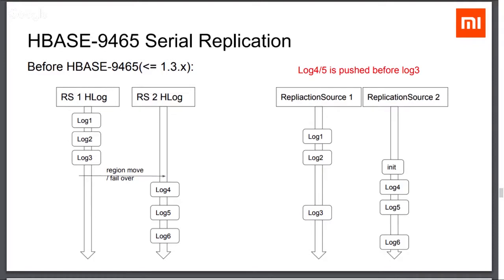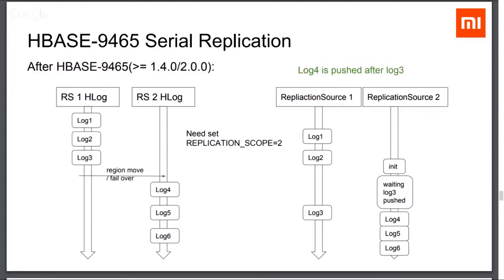Before the patch, we cannot guarantee the order of logs being pushed. For example, when a region is moved or fails over to another region server, the logs written in the second region server will be pushed directly, and there is no guarantee about the order. So we may have a state like in this picture, where log 4 and log 5 may be pushed before log 3. So in the slave cluster, we will see a state where we can only see logs 1, 2, 4, and 5, which is a state that in the master cluster we will never see.